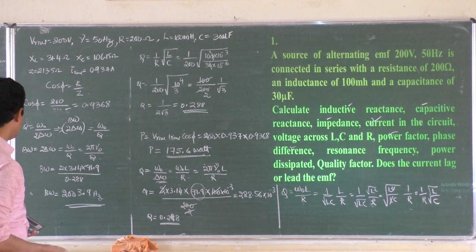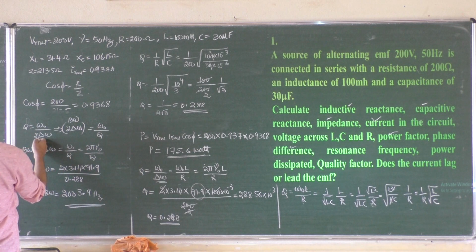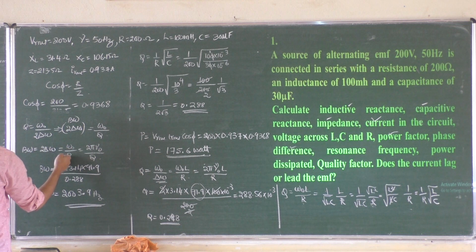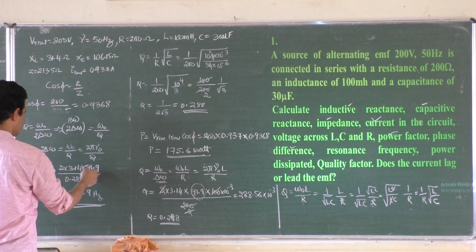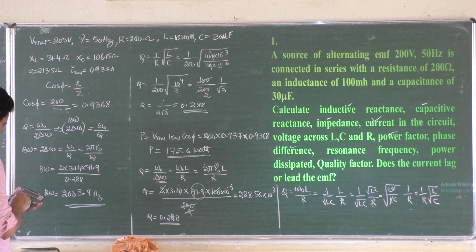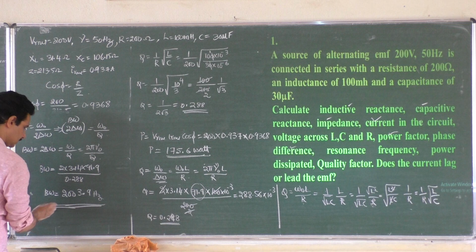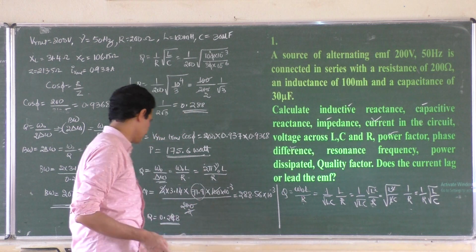Bandwidth is the resonant frequency by quality factor, because quality factor is resonant frequency by bandwidth. So bandwidth is 2 delta omega, omega naught by Q, and omega naught is 2 pi nu naught. The resonant frequency is 91.9 hertz. I think it's correct, right? 2 into 3.14 into 91.9 divided by 0.288 is 2003.9 hertz. So that is the bandwidth. This is how we can calculate all the values. We have calculated everything here.